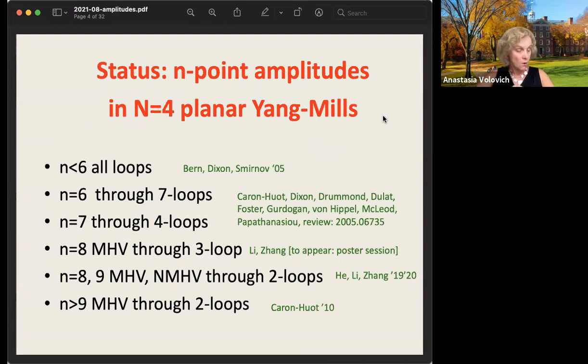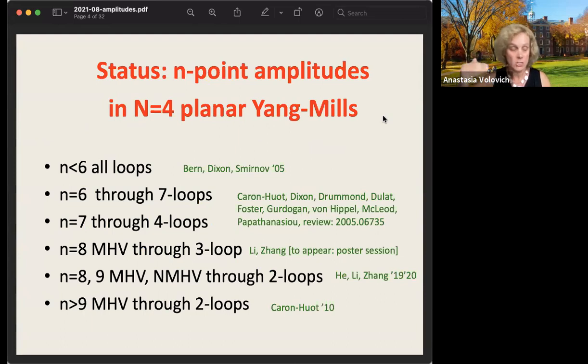Okay, very good. Due to the seminal work by Bern, Dixon, and Smirnov, 4 and 5 point amplitudes are known to all loop orders via the BDS ansatz, also because of the dual conformal symmetry. So 4 and 5 points are known to all loops.